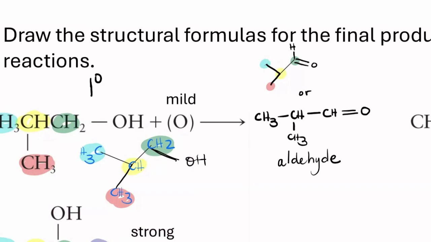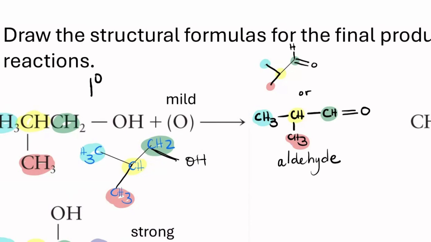If I do the same in the condensed, we can see that this is one CH3. This is the other one. This is the CH. And this carbon used to be a CH2, but it lost the hydrogen along with the hydrogen on the oxygen, and that's why it is double bonded to oxygen. So that is an aldehyde.